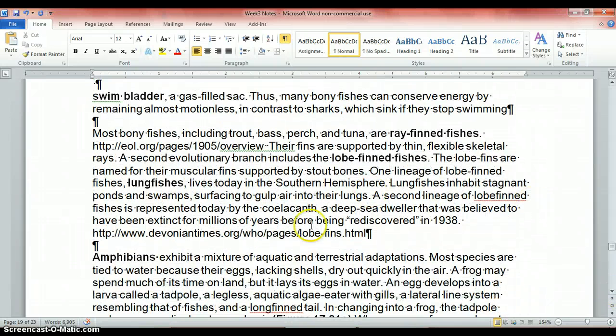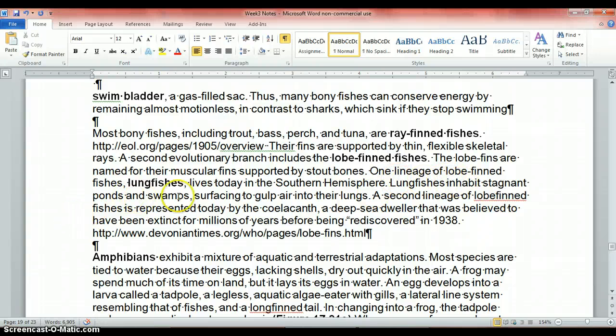Most bony fishes, including trout, bass, perch, and tuna, are ray-finned fishes. Their fins are supported by thin, flexible skeletal rays. A second evolutionary branch includes lobe-finned fishes. Lobe fins are named for their muscular fins supported by stout bones. One lineage of lobe-finned fishes is the lungfish, which survives today in the southern hemisphere.